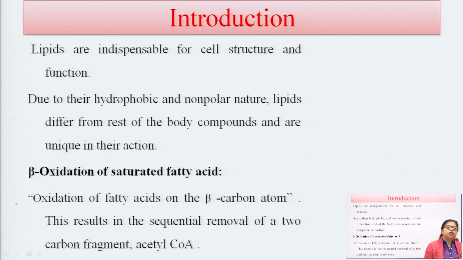What is beta oxidation of saturated fatty acid? What is the meaning of saturated here? Saturated means there is an absence of double bonds, and all the carbons present in the fatty acid are saturated. There is no double bond in their structure. So they are saturated fatty acids, and unsaturated fatty acids have double bonds in their structure.